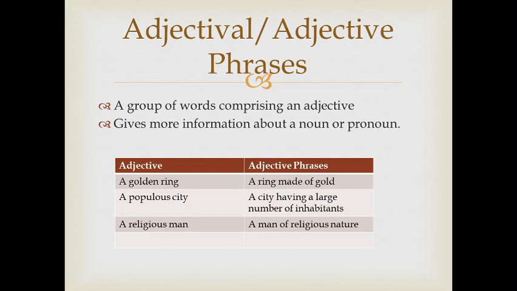Here I have given some examples for adjective phrases. The adjective a golden ring, which is a noun phrase also, can be made into an adjective phrase like this: a ring made of gold. A populous city is made into an adjective phrase: a city having a large number of inhabitants. A religious man, a man of religious nature. So we have extended the phrase by adding prepositions and other modifiers.